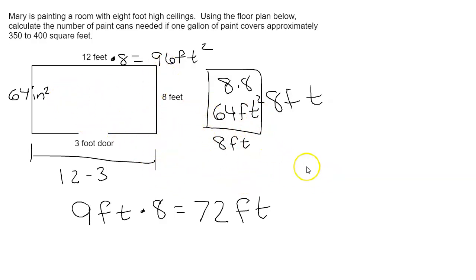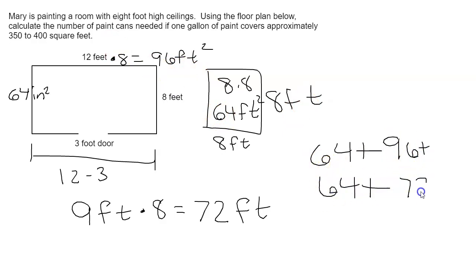a pretty good idea. So we have 64 plus the 96 plus another 64 plus the 72, and that gives us 296 feet squared. So the area of all the walls combined is 296 feet plus a little bit more for above the door. Since a gallon of paint covers 350 to 400 square feet, we probably only need 1 gallon of paint.